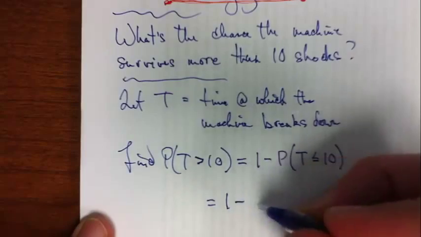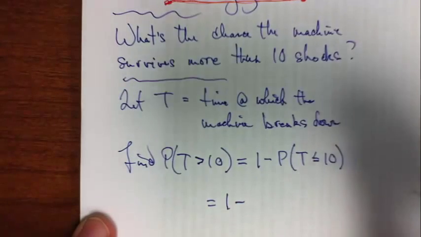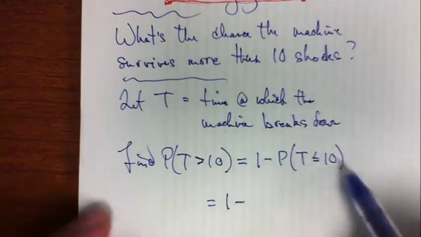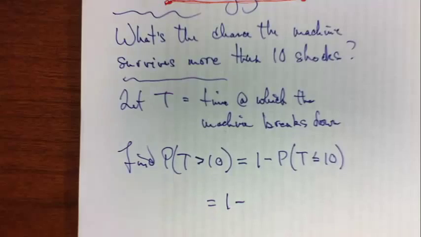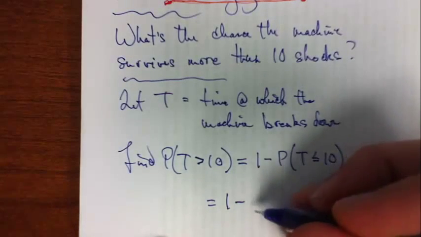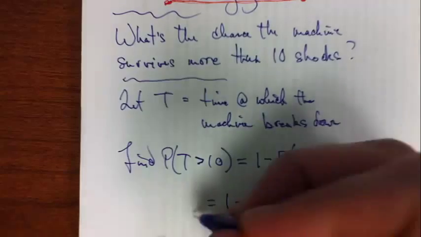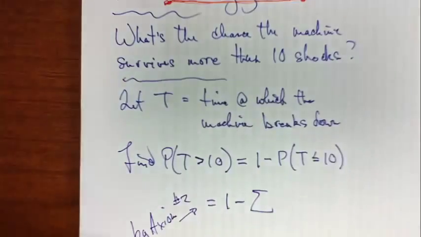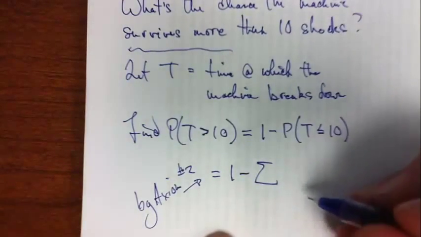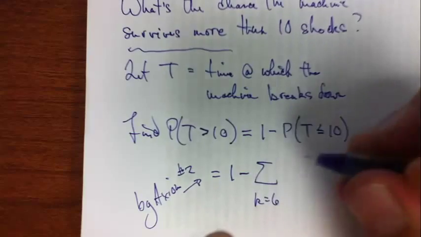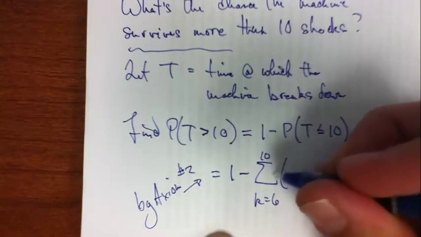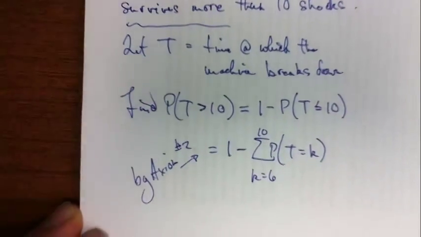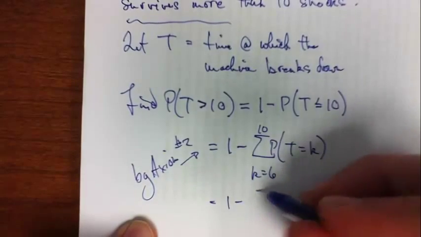So this is 1 minus, let's see, what's the probability? Actually, T can't possibly be less than 6, right? T has to be at least 6. So, isn't this probability, by axiom 2, just the probability that T equals k, for k from 6 up to 10? 1 minus, I'm just going to repeat all this.